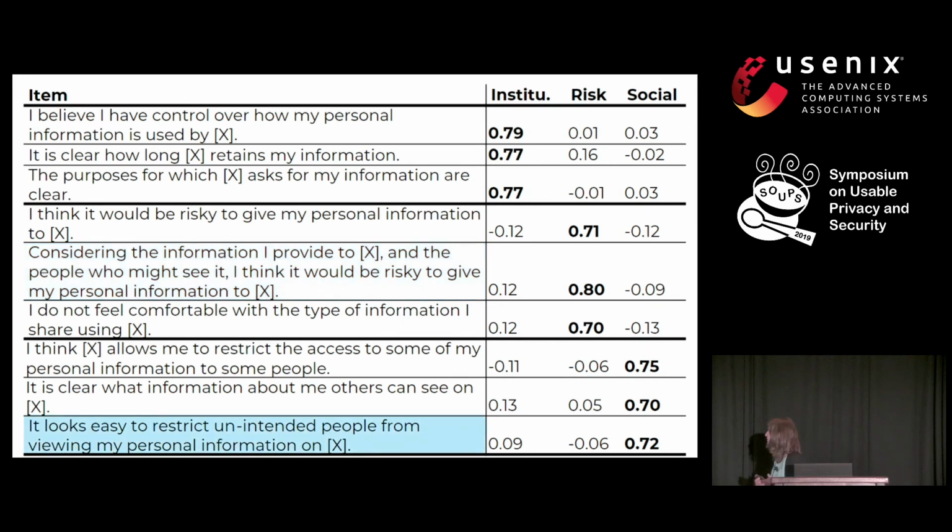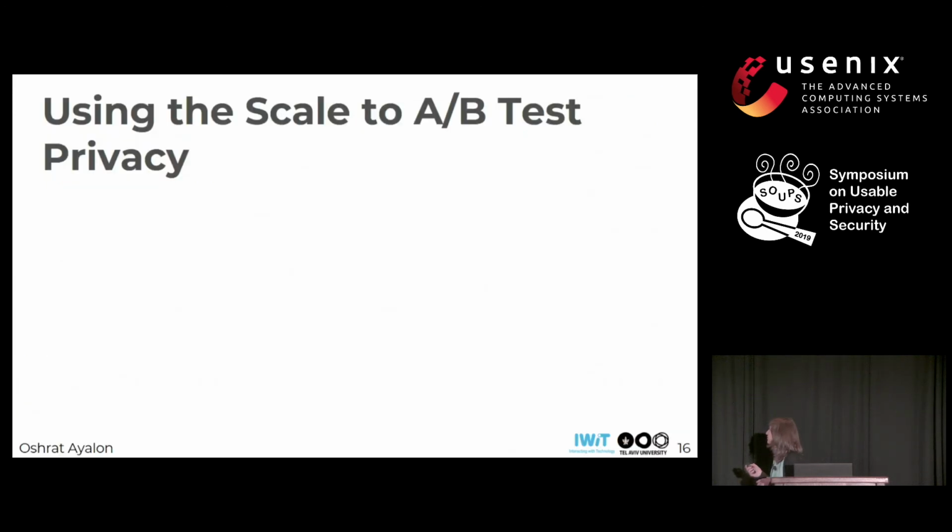And the last one, the social construct: it looks easy to restrict unintended people from viewing my personal information on X. So this is the first phase. We have this part of the questions of the scale. Okay, so the next step was we wanted to differentiate between privacy designs. So to do that, we're going to use A/B testing.